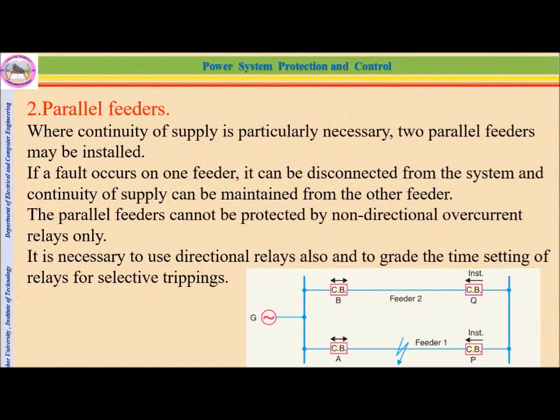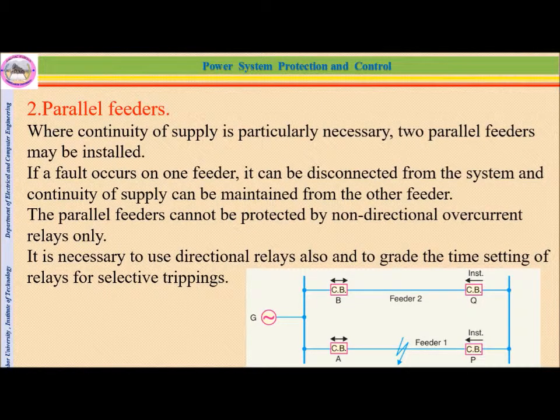Now let us see parallel feeders. Where a continuity of supply is particularly necessary, two parallel feeders may be installed. In a radial system, we have only one feeder. The power may flow from the generation station to the individuals or to the customers. But when you say parallel feeders, we have two alternatives. So if a fault occurs on one feeder, it can be disconnected from the system and continuity of supply can be maintained from the other feeder.